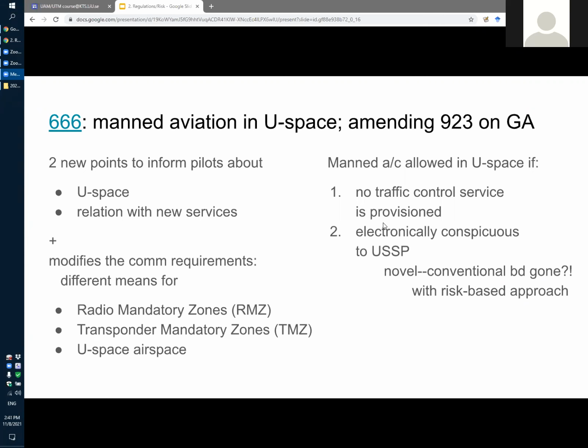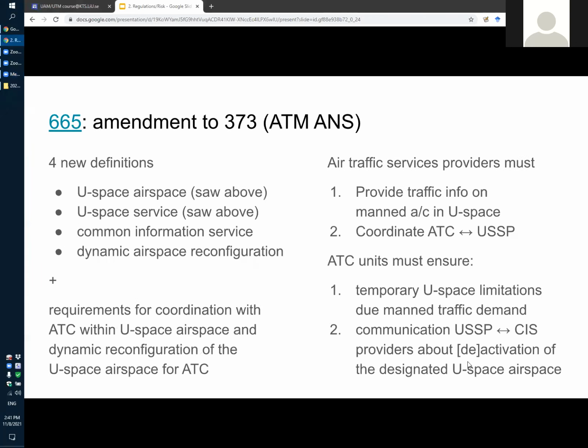If I have enough equipment to be conspicuous, to let the U-Space know about myself, if I have enough to manage the risks, if I've done all the necessary certification and so on and so forth, then, well, I fly in the U-Space. And maybe it doesn't matter so much whether I'm a small drone or a larger aircraft. So we are not quite there yet. I don't think all the questions are answered. But anyway, this small amendment, I think, is a good step, and hopefully towards something good. But that was it about 666.